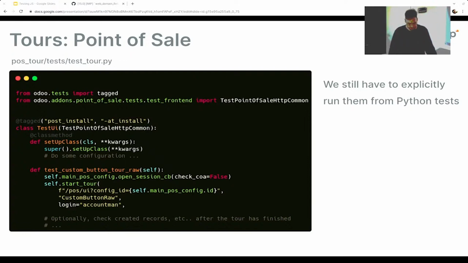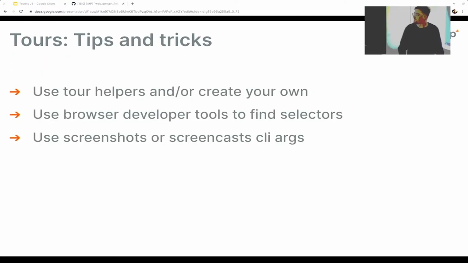So, tips and tricks on tours. Use the helpers. Create your own if they don't exist. Use the browser developer tools to find the elements, the selectors. Before writing the tour, try to reproduce it yourself and start trying to find the selectors you need to click on the elements of the screen or to interact with the screen. And you can also use the built-in JavaScript console to test your selectors and to understand if they are working or not.